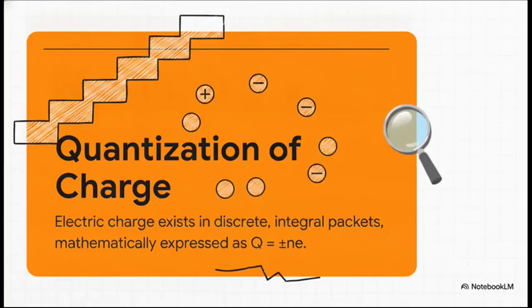So, let's start zoomed all the way in. Quantization of charge tells us that charge isn't some continuous fluid you can just pour out in any random amount. Instead, it comes in exact, indivisible steps, these discrete integral packets. The formula here, Q equals plus or minus NE, perfectly captures this reality, with E as the elementary charge of an electron or proton, and N being an integer. You absolutely cannot have, say, half of an electron's charge. It's a fundamental stairstep of nature, no in-betweens.